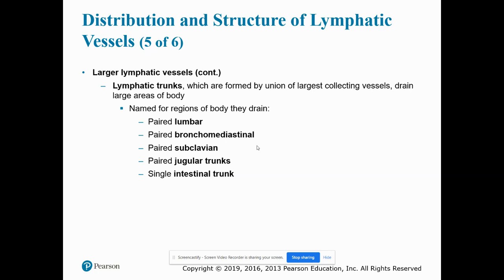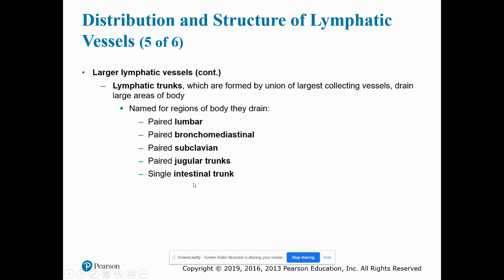Then we have lymphatic trunks, which are formed by the union of the largest collecting vessels, and they're going to drain large areas of the body. They are named for regions of the body they drain. I do not expect you to know this. You may need to know it for lab. I haven't seen the lab for the lymphatic system yet, but for here, you do not need to be able to identify these. I just wanted you to know that there are paired lumbar, bronchomediastinal, subclavian, jugular, and then a single intestinal.